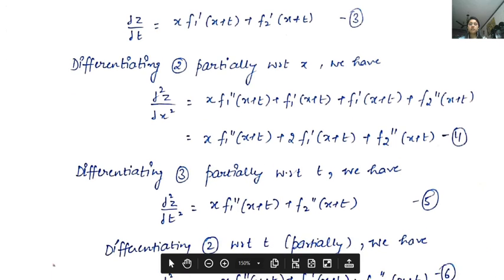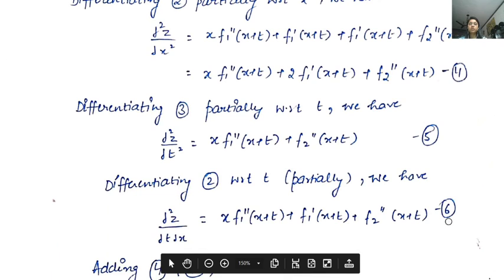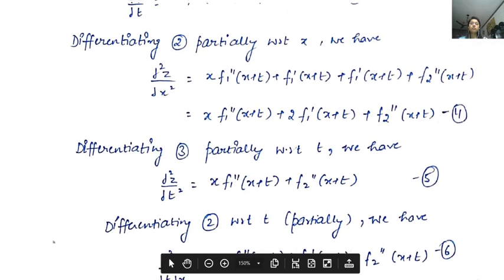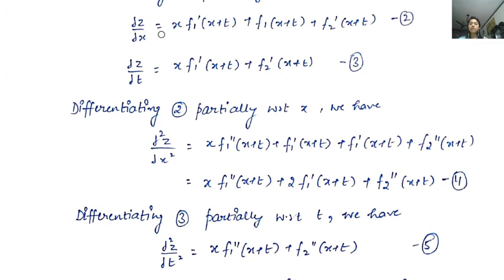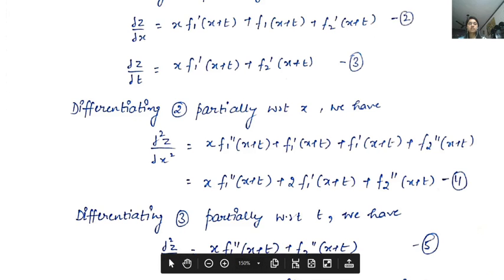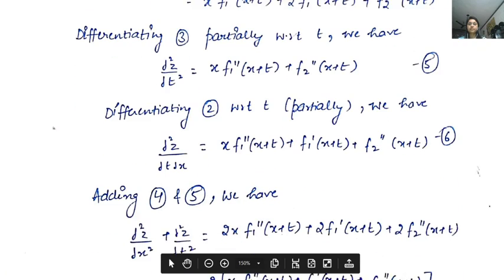Now differentiating equation 2 partially with respect to t. In equation 2, we have the value of ∂z/∂x. When we differentiate it with respect to t, we have x as it is, x will be treated as constant. From this term, we have f1''(x + t). From this, we have f1'(x + t), and from this term, we have f2''(x + t). That is this.